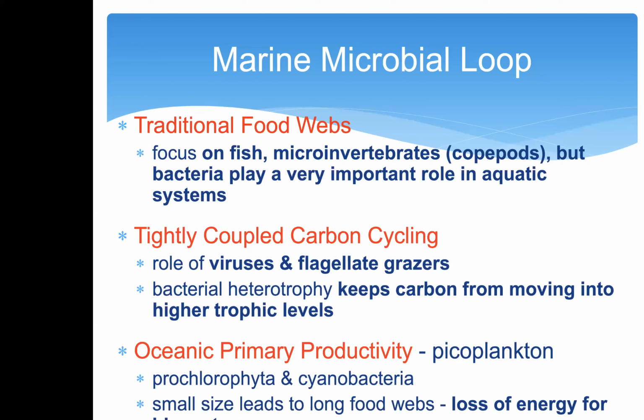So these picocyanobacteria end up creating long food webs, or they end up getting lysed by grazers or viruses before they can even be consumed by higher organisms. And so what this leads to is a loss of energy making it to large charismatic animals like fish.